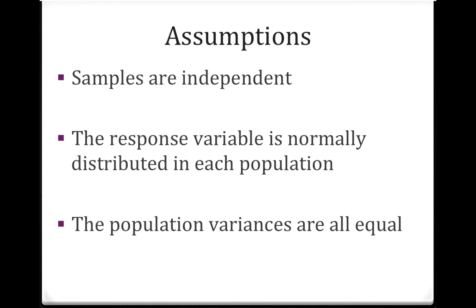The third assumption is that the population variances are all equal. Again, we don't have the population variances, so we're estimating them using sample data. As a general guideline, we compare the largest sample standard deviation to the smallest sample standard deviation. The largest should not be more than twice the smallest. In other words, if the ratio of the largest to smallest standard deviation is 2 or less, then we say that this assumption has been met. Once we have checked assumptions, we can move on to write hypotheses.